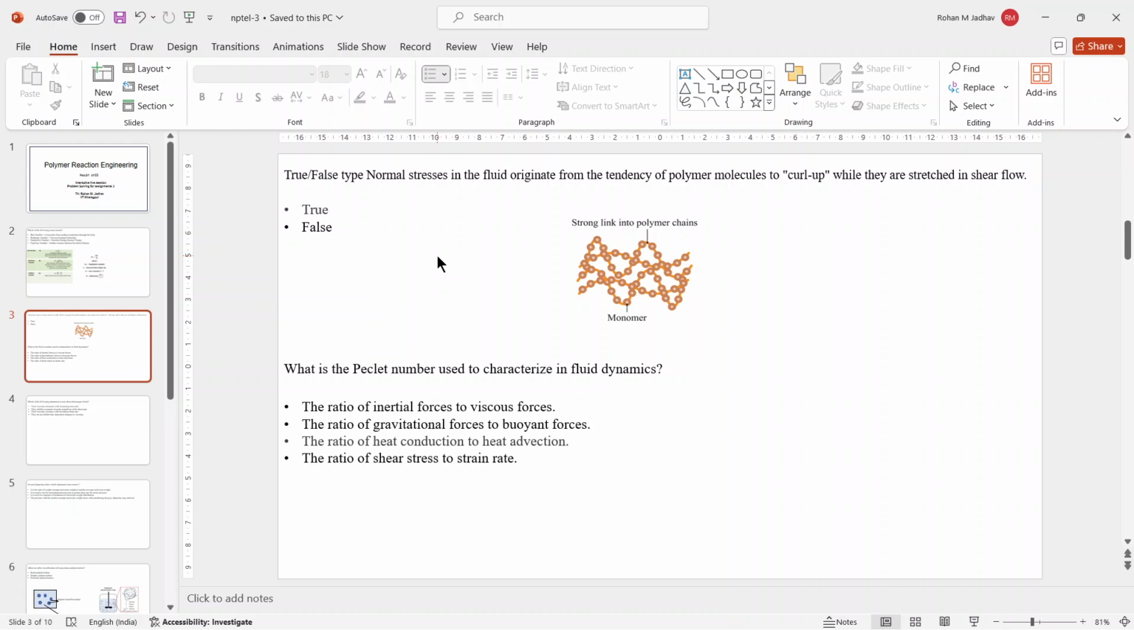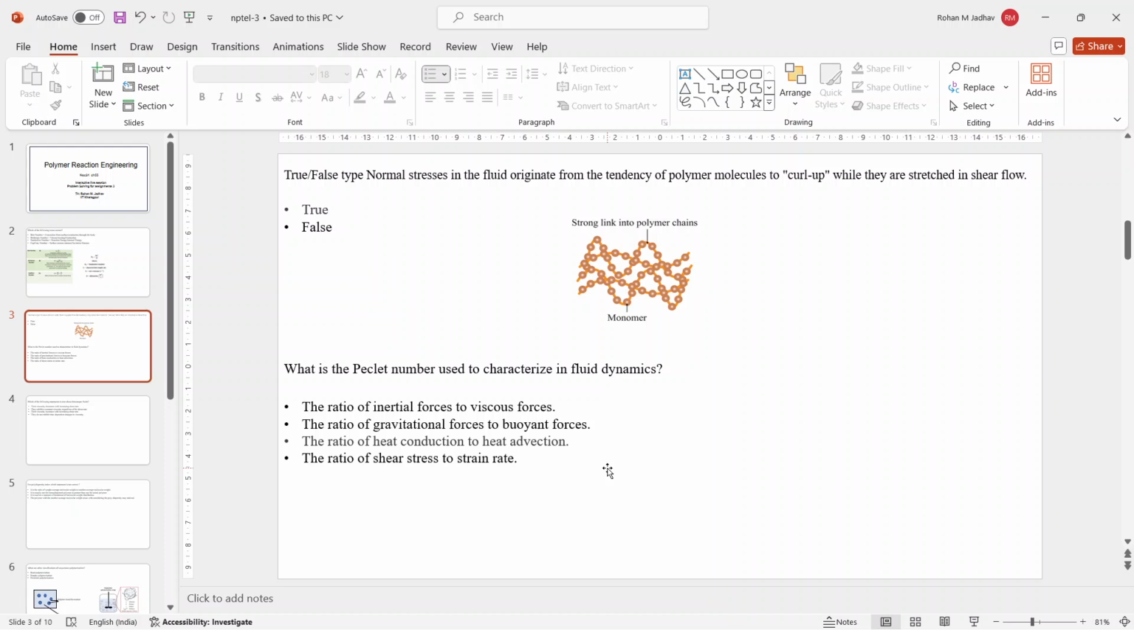And next we have the ratio of heat conduction to heat advection. This ratio is what is defined by the Péclet number. So the heat conduction to advection ratio is what is called the Péclet number. Usually, the use of the Péclet number in chemical reaction engineering is that it is used as a metric for the dispersion of the medium inside a reactor.